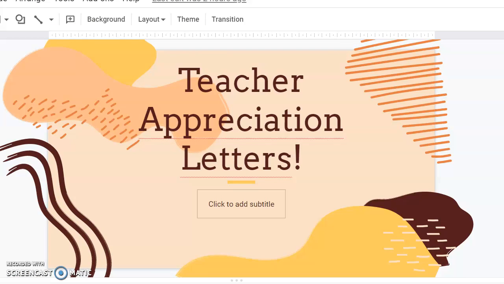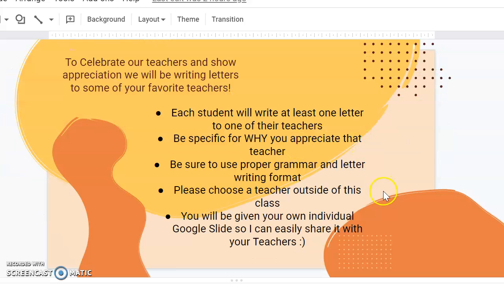So what I want you to do is go through, again, look at the requirements. Each student is going to write at least one letter for their teachers. If you want to write more than one letter to one of your teachers, like you just cannot decide between your math and your science teacher, then go ahead and write one to both of them. That's fine. You can just copy your initial presentation.